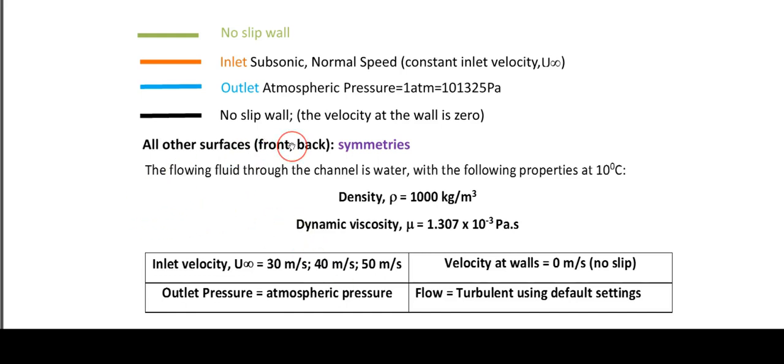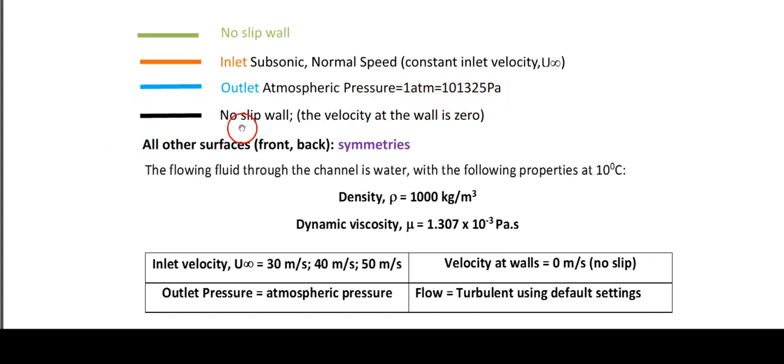Alright, so our next step is setting up the boundary condition for the geometry. Before we start setup, let's review the boundary condition that has been given in the problem. So the green line is representing no slip wall. Inlet is subsonic normal speed, and it should be constant inlet velocity, which is denoted as U infinity. Blue is the outlet, it is atmospheric pressure, and the value is also given to you.